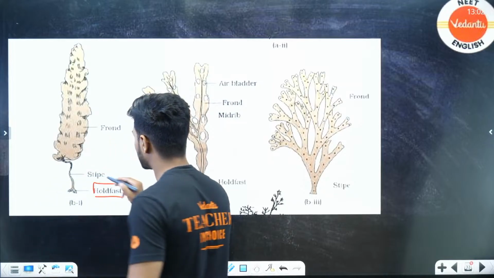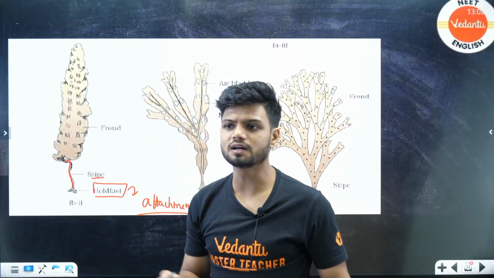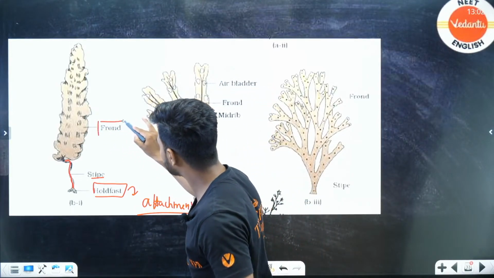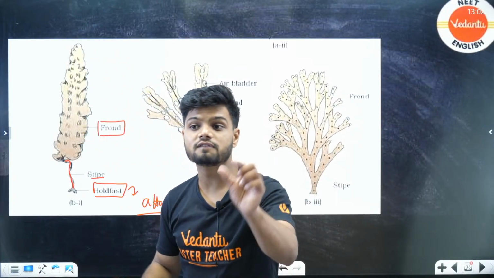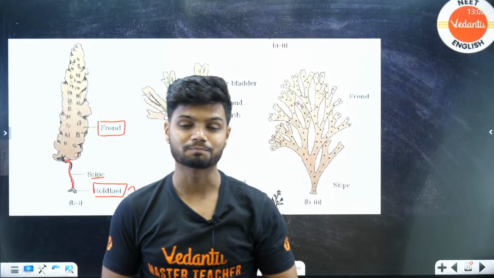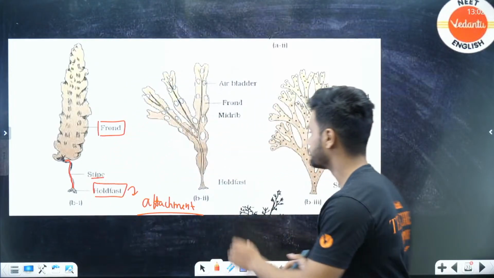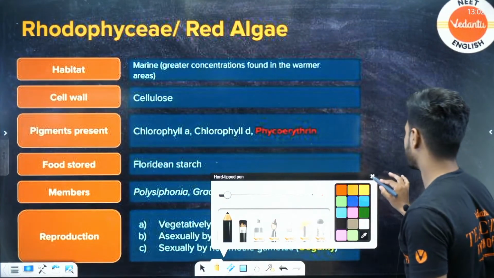Then we have the stipe, which is a stem-like structure. Then we have a leaf-like structure called the frond, which is photosynthetic in nature.